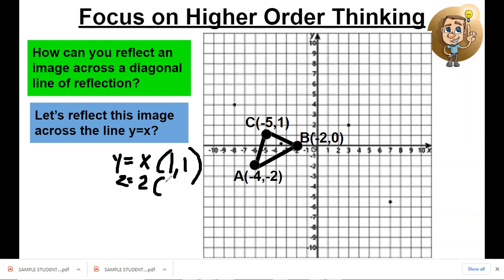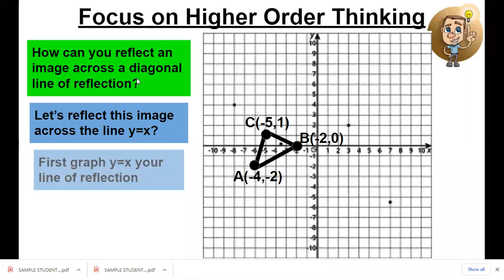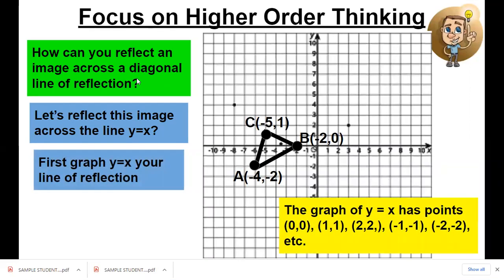What if I plug in a negative number? What if I plug in negative 2? y would have to be negative 2. So the y equals x line is just 1, 1, 2, 2, 3, 3, 4, 4, negative 1, negative 1, negative 2, negative 2, negative 3, etc. So first we're going to graph that. There's some points: 0, 0, 1, 1, 2, 2, negative 1, negative 1, negative 2, etc. Plug some points in, and you'll get a line that looks like this. That is the y equals x line. A lot of times you will find shapes being reflected over this line, especially when you get into higher math next year. So now here's the key.